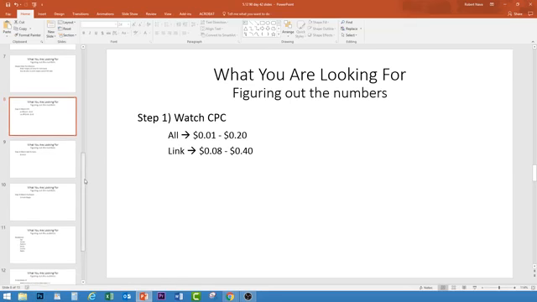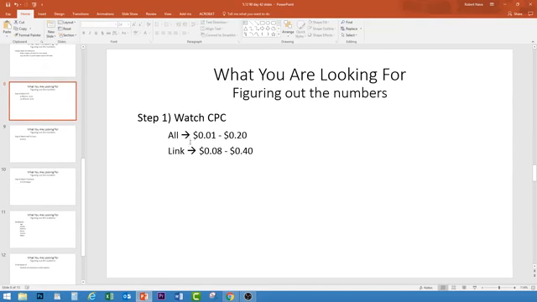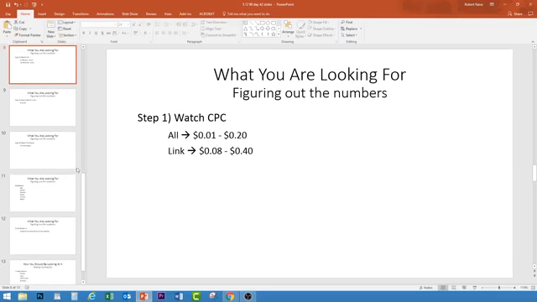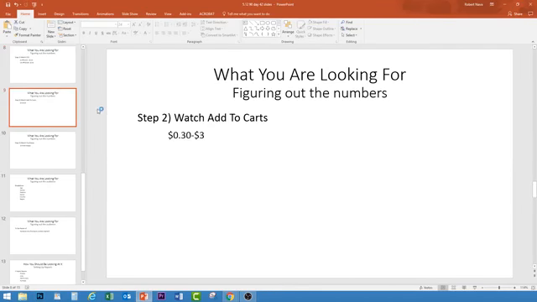So these are kind of baseline. That's where you want to start. Definitely don't want to go too much higher than that. You're doing good if you go lower. Make sense, you guys? Step one, make sure you've got some good clicks, right? Okay, step two is to now start watching your add to carts.